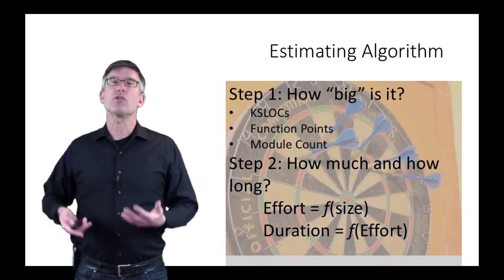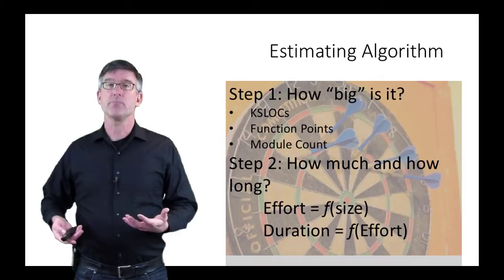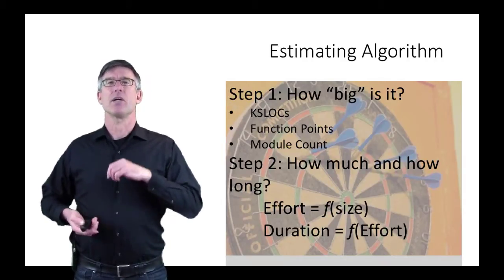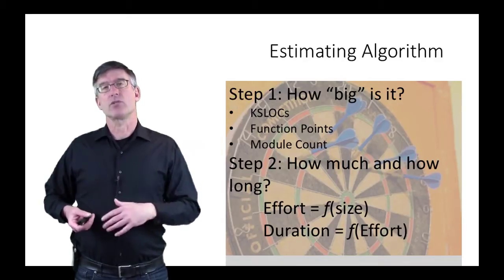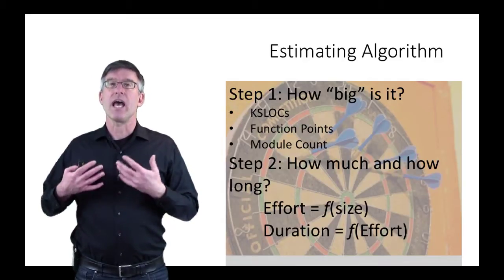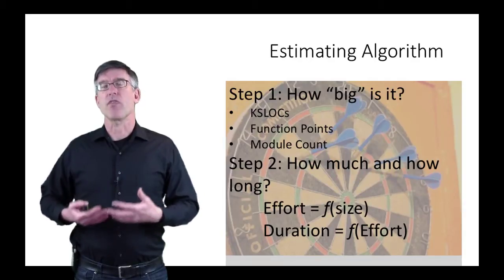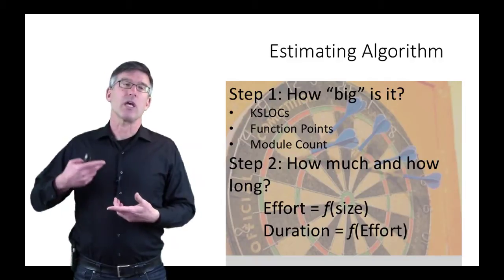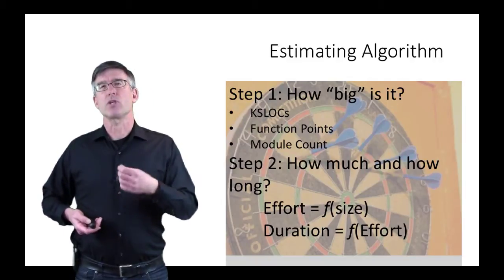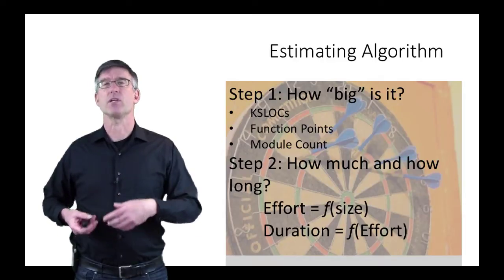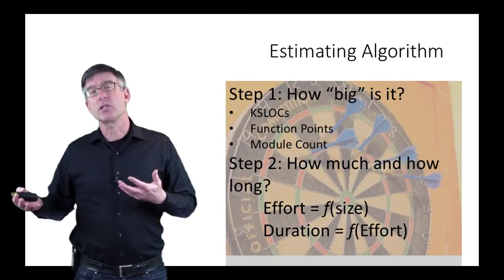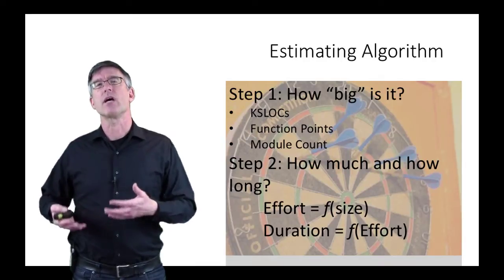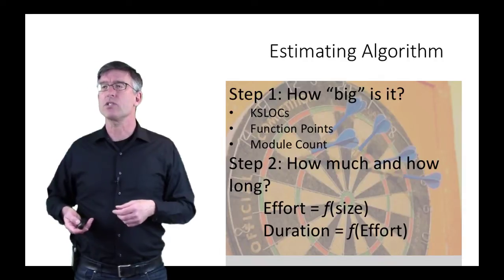Then what we did, once we understood how big the system was going to be, is we would run it through some kind of function that would convert that size into both an effort and a duration. So for example, if you estimated your system in terms of thousands of source lines of code, the effort, you would say, okay, we know that for us to produce a line of code takes an hour and a half. This is a thousand lines, so therefore it will take us 1,500 hours to develop this system.